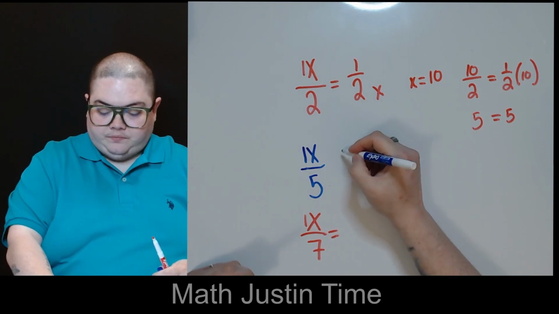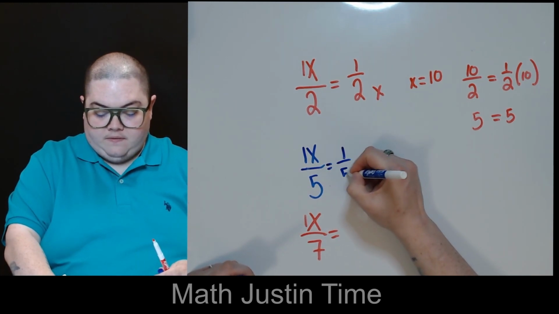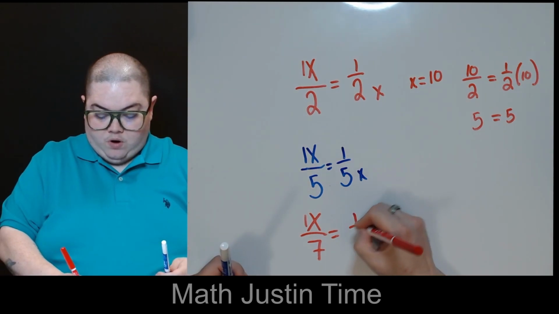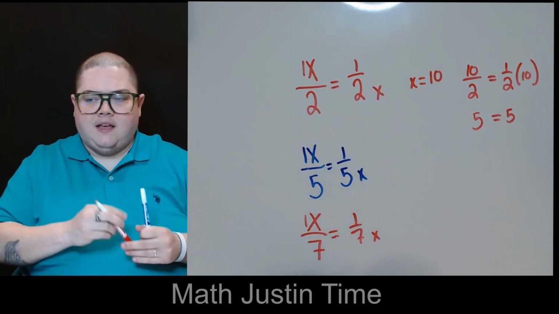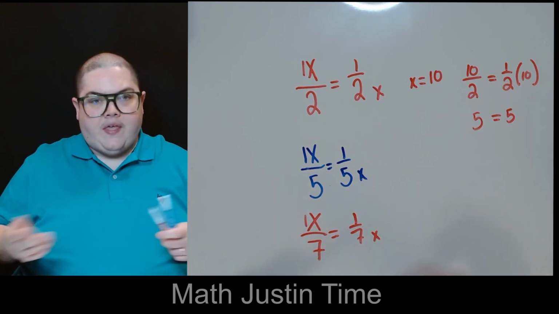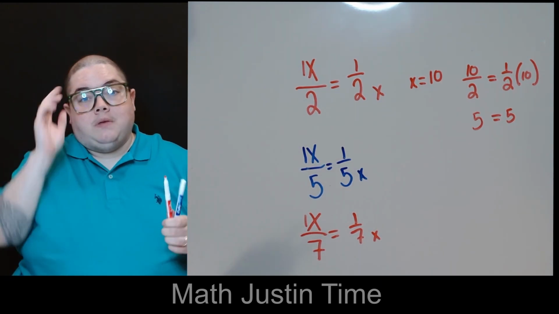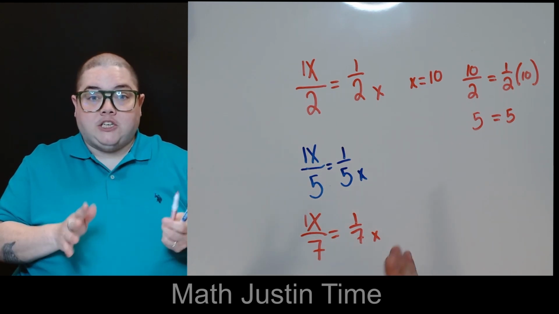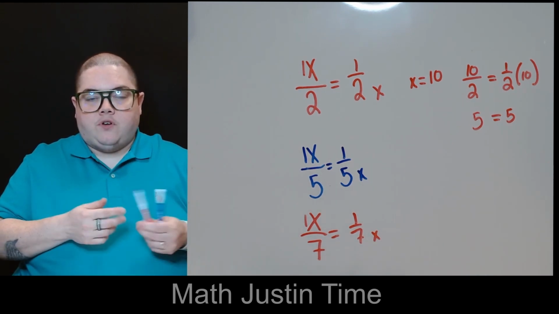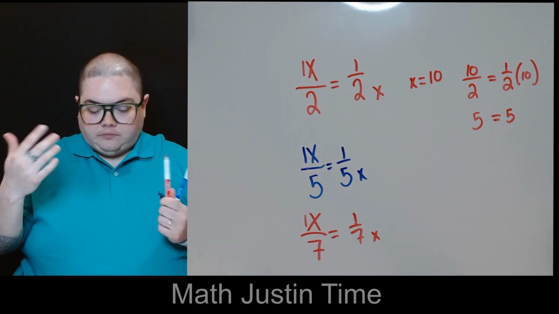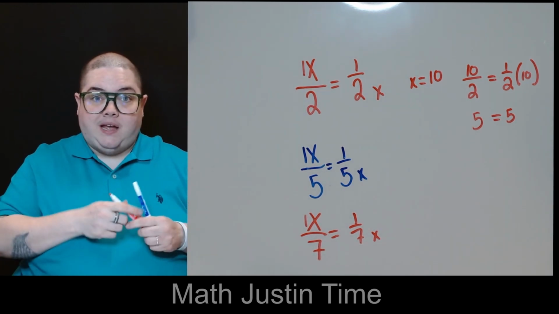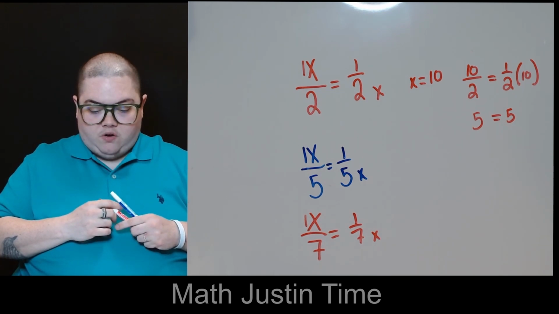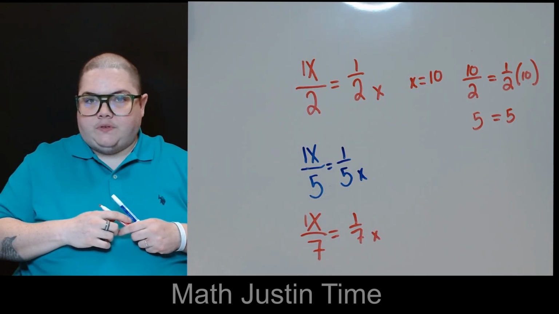So for this one, it would be 1/5 x, and for this one, it would be 1/7 x. This may seem like not that big of a deal, but it's very important because it will make solving equations using division much easier. And as you get further into algebra and later math, this can also come in handy to help you break down different equations.